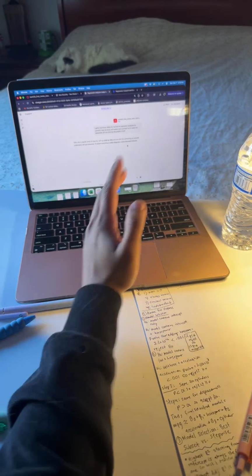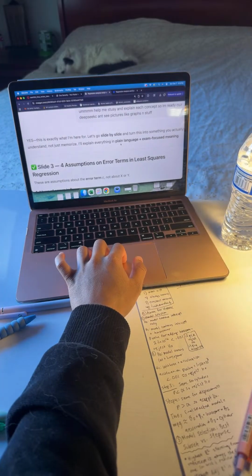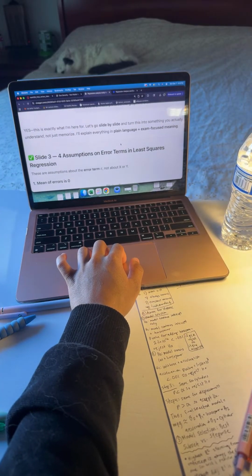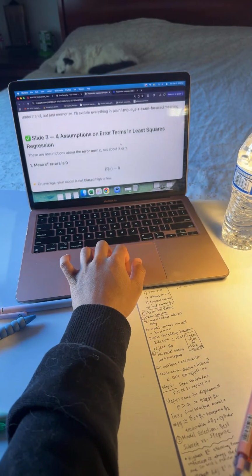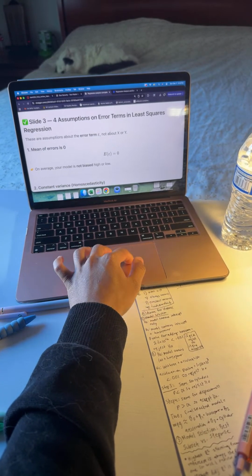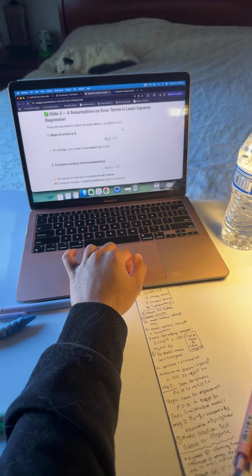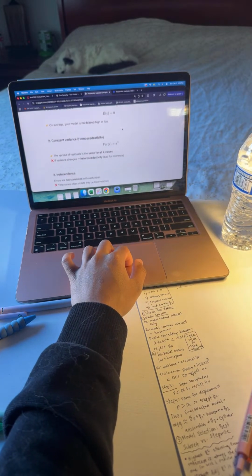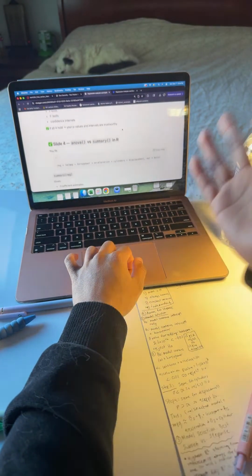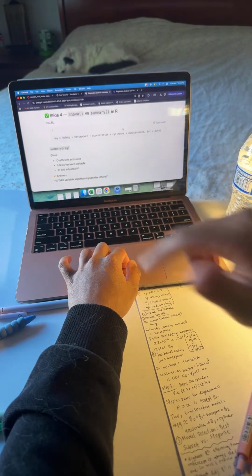Yes, this is exactly what I'm here for. Let's go slide by slide and turn this into something you actually understand, not just memorize. I'll explain everything in plain language plus example explaining. Slides 3 to 4, assumptions on error terms in least square regression.